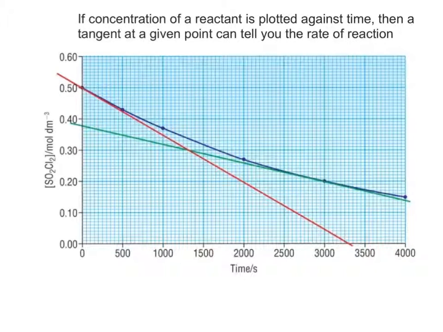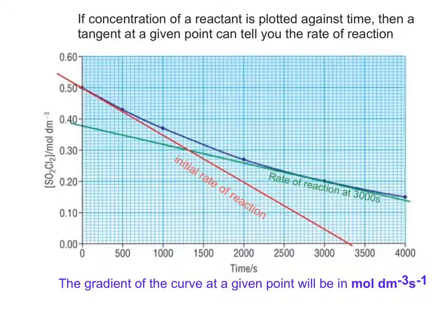So we can often work this out graphically by plotting the concentration against time. Time on the x-axis, concentration on the y-axis. So the gradient of the curve at any given point will be taken by the tangent and be in moles per decimeter to the -3, second to the -1.